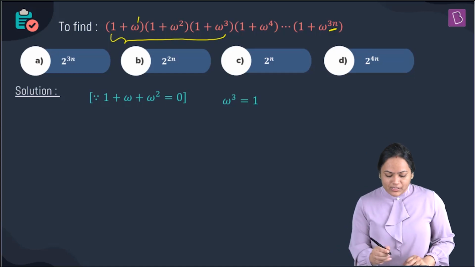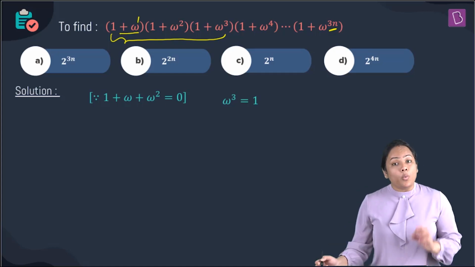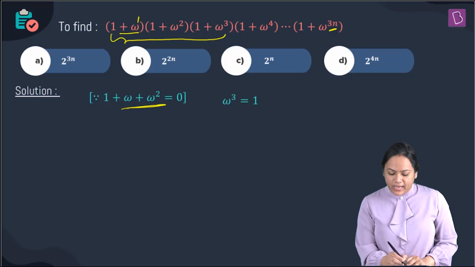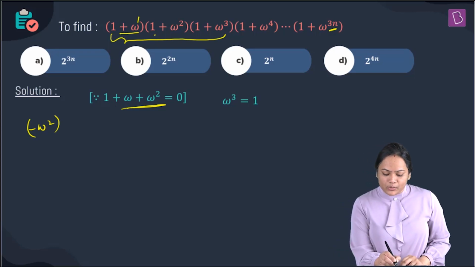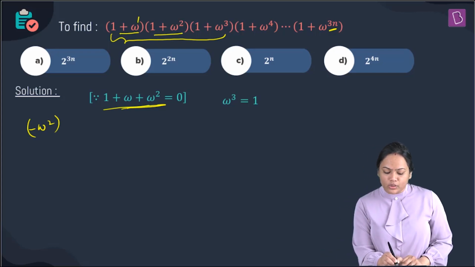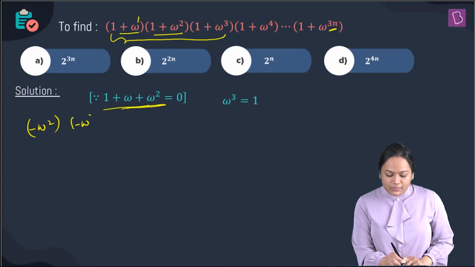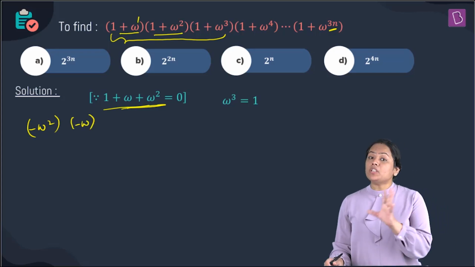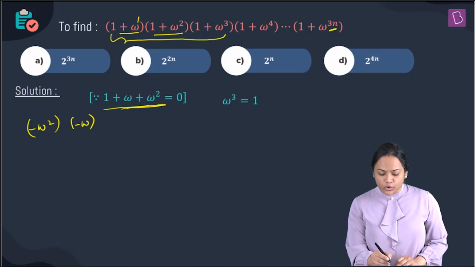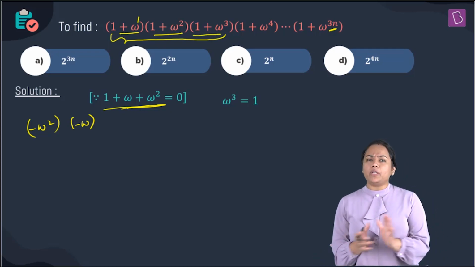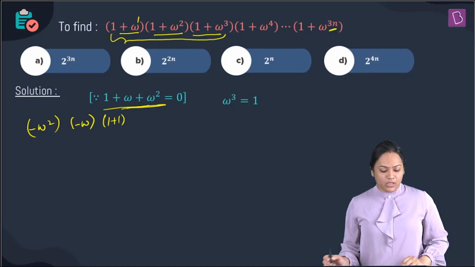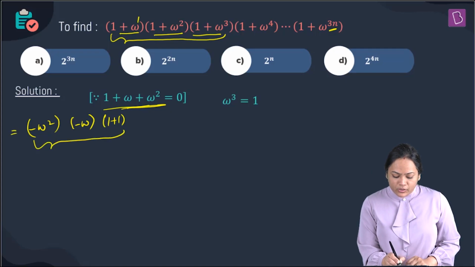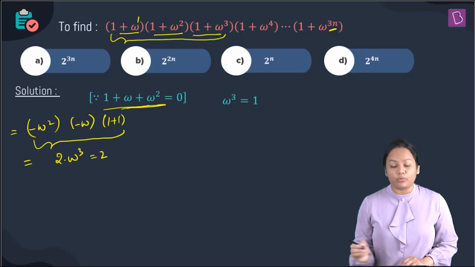The first term is 1 plus omega. By the relation of the sum of roots, this can be written as minus omega square. Similarly, the next term, 1 plus omega square, again by the relation of the sum of roots, can be written as minus omega. Clear? Coming to the last term of the first group, 1 plus omega cube. We know omega cube is 1, so this becomes 1 plus 1, that is 2. So the entire first group comes out as 2 multiplied by omega cube, which is equal to 2.